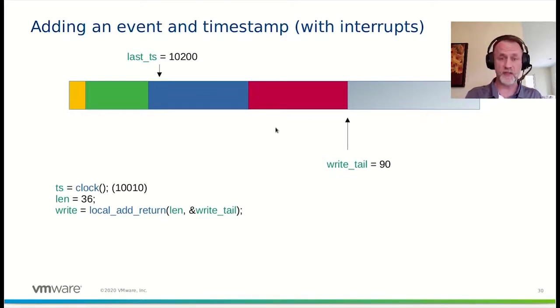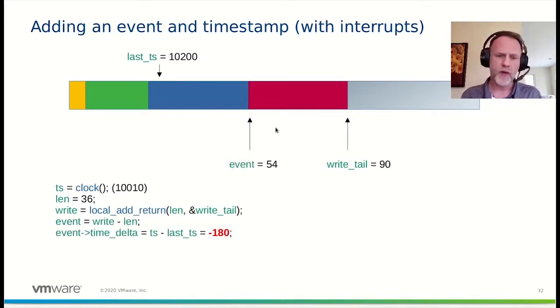Remember, it finishes. If we get interrupted, it's going to go through the whole process and come back. So everything that it does in an interrupting context will do the whole thing before we get to continue. So it just updated the last timestamp without us knowing it. So we calculate our event, and then we might say, okay, let's take our timestamp minus the last timestamp that's stored there, and we get minus 180.